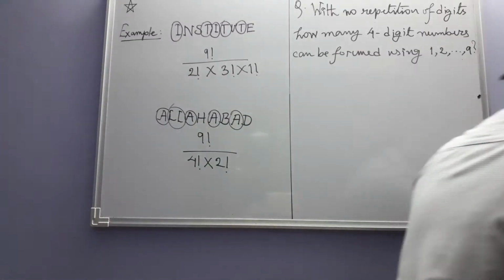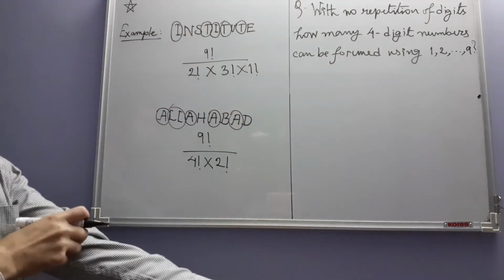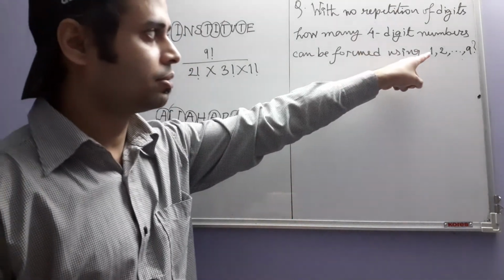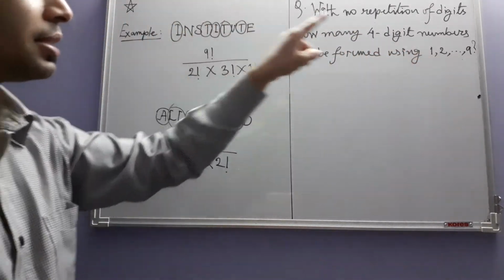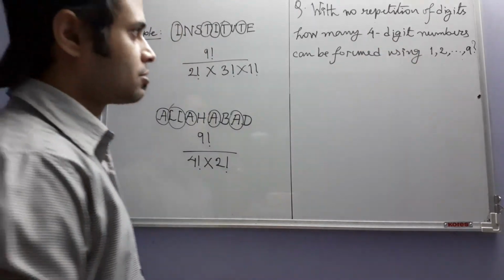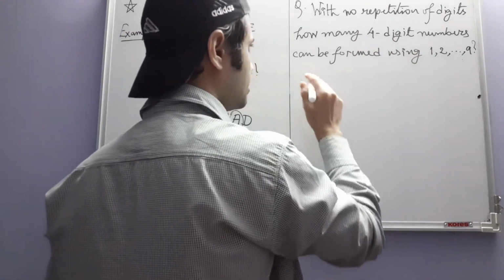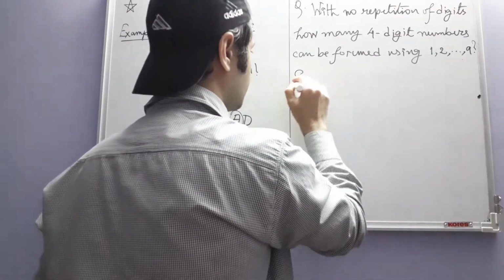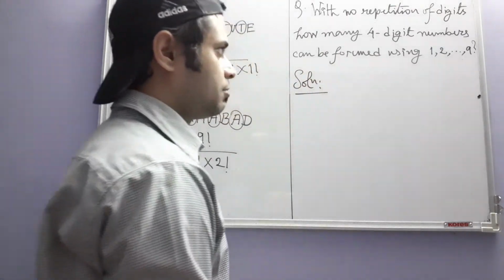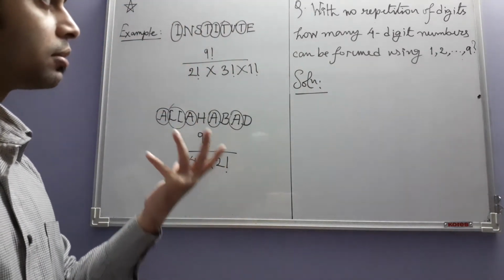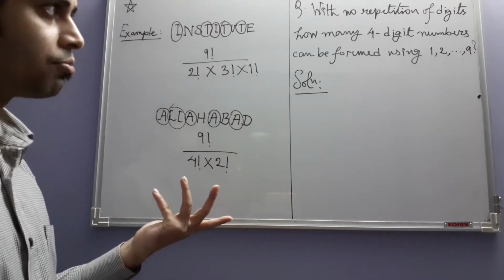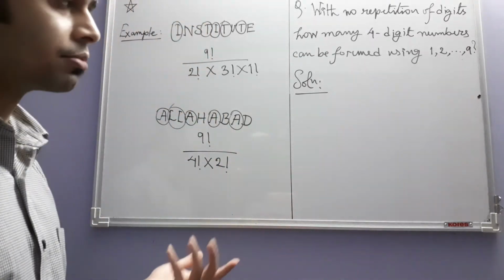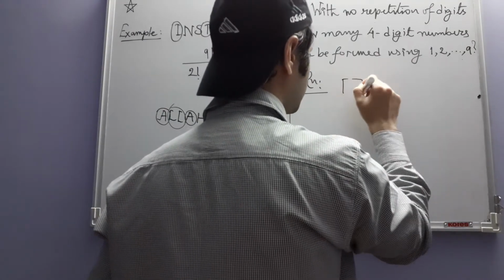It asks us to find out the number of 4-digit numbers that can be formed where the digits are not repeated, and we have the digits given to us. You can see that 0 is not there, right? So we can proceed in two different ways for the solution. Either we can use the formula for calculating the number of permutations, or we can use the usual counting principle that by now we are very familiar with. So let us use the counting principle first.